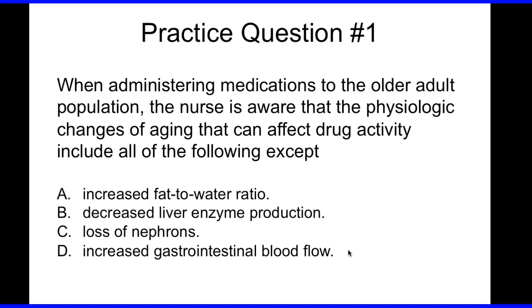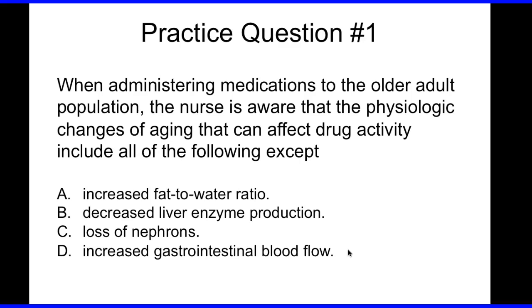So we want to make sure that the changes of aging affect drug activity, including all of the following. What physiologic changes of aging can this affect? So we do have increased fat to water ratio, decreased liver enzyme production, which is true. There is a loss in nephrons, but there really is a decrease in gastrointestinal blood flow. So I'm going to put D because it's decreased.